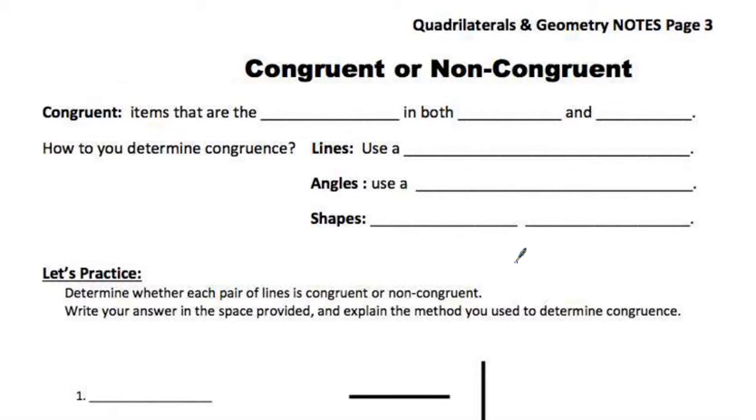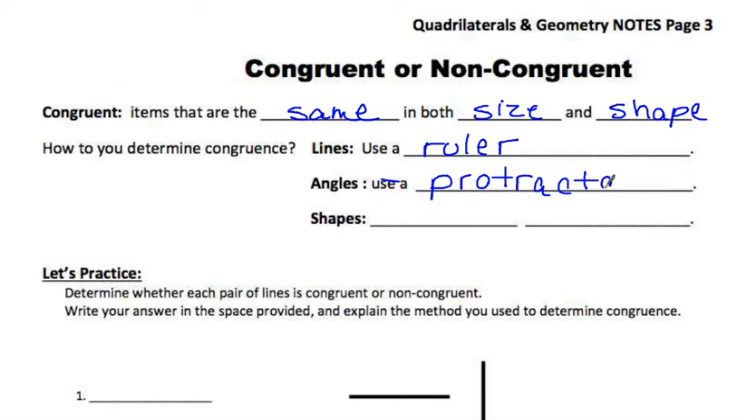In this video, we'll be discussing congruence, and congruent means that items are the same in both size and shape. So how can we determine if things are congruent? Well, with lines, you can use a ruler. With angles, you can use a protractor. And with shapes, you can use a ruler and a protractor.